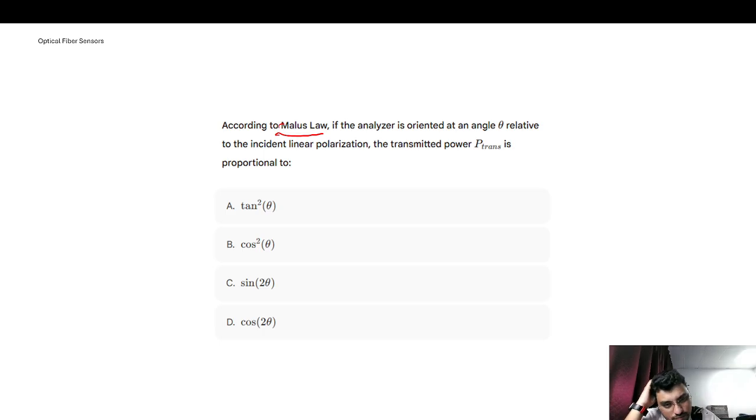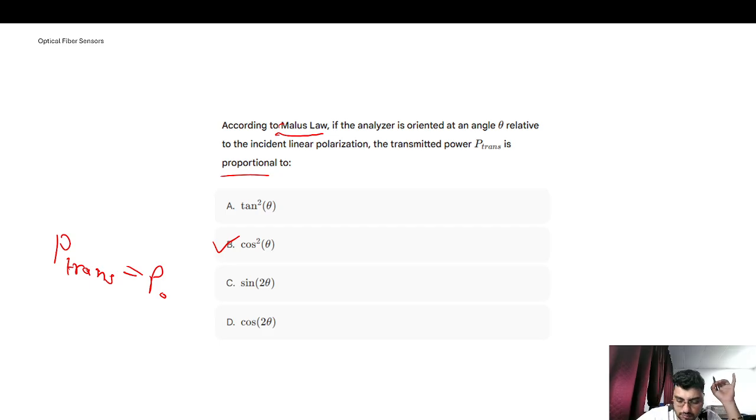Answer? Option A. Option A. P trans is equal to what we have discussed. P naught cos square theta. Cos square theta, so option B. Cos 2 theta, sir. Option D, sir.